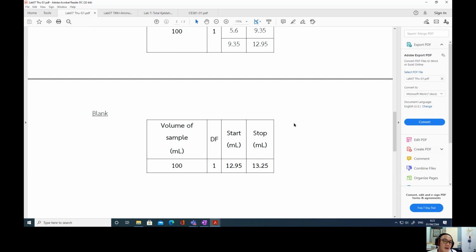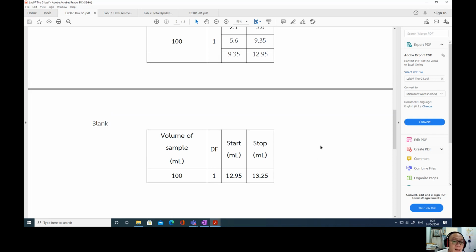As I told you, there's a chance that there might be some ammonia present in the distilled water. In this case, we have to correct the value, and also there might be some problem with the color development or some ammonia which may be there. That is why we have to do the blank analysis. So we have to make a comparison with the blank.